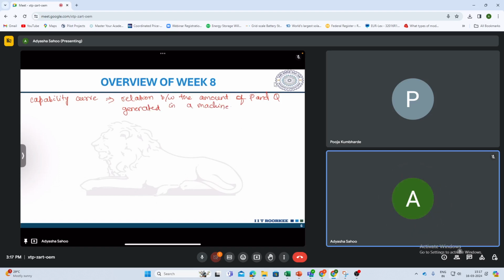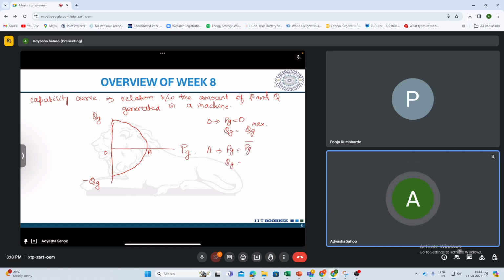So generally, if the x-axis is the amount of P generated and Q is on the y-axis, here positive and negative means injection or absorption. That's why Q can have positive or negative signs, right? It is generally a circular curve. Let's say this is point O, this is point A. At point O, the amount of P generated is 0, whereas the amount of Q generated is the maximum. And at point A, the amount of P generated is maximum, whereas the amount of Q generated is 0.